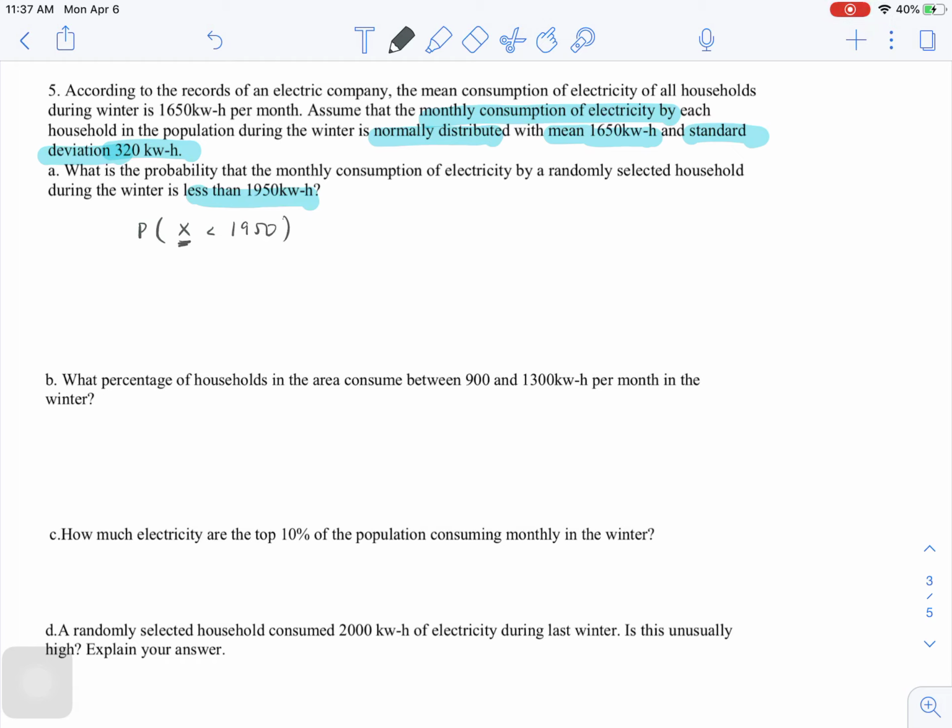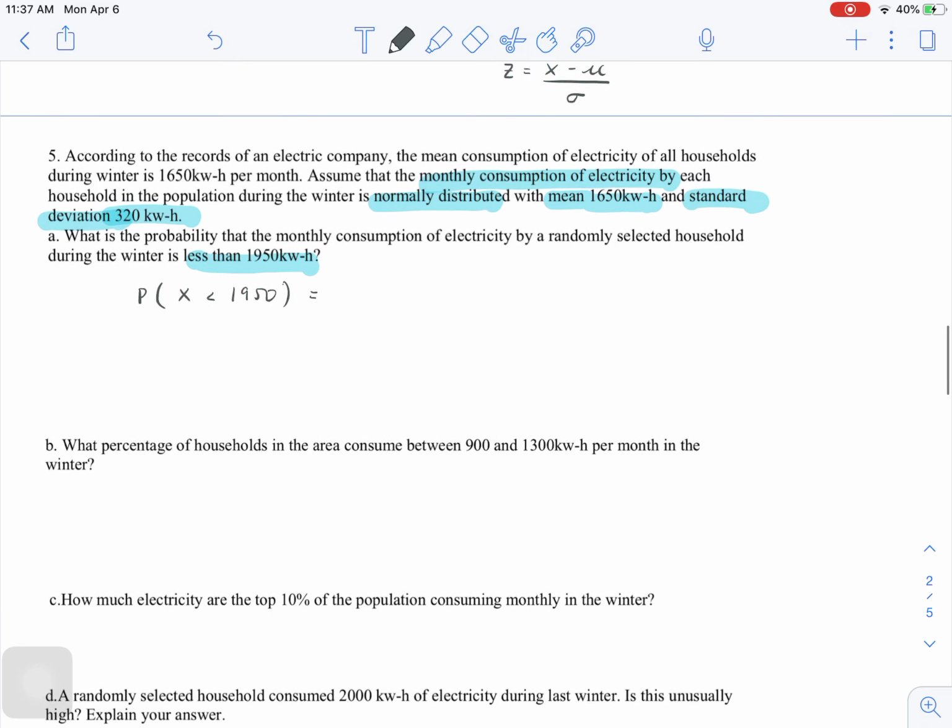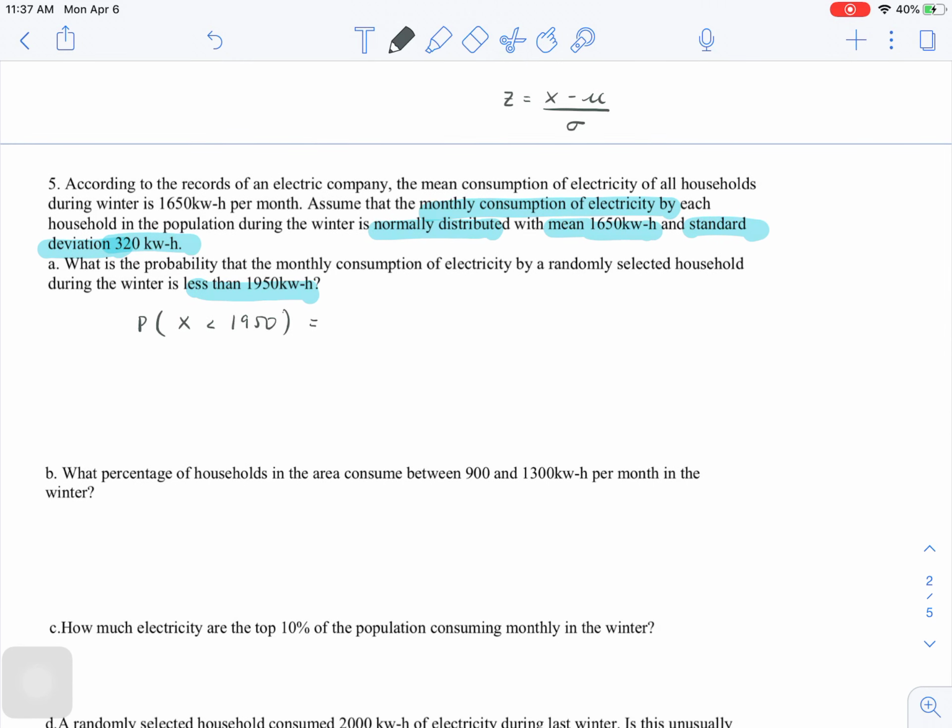I'm going to call our random variable x. Now, to calculate normal probabilities, we generally want to convert to z-scores so that we can easily calculate the probabilities using our z-table. So this is our formula for converting our x values to z-scores. We're going to use this formula and convert 1950 to the corresponding z-score. So I'll take 1950 minus the mean of our random variable, which is 1650, and divide by the standard deviation, which we're given is 320.